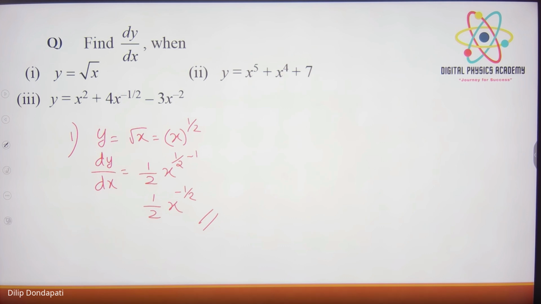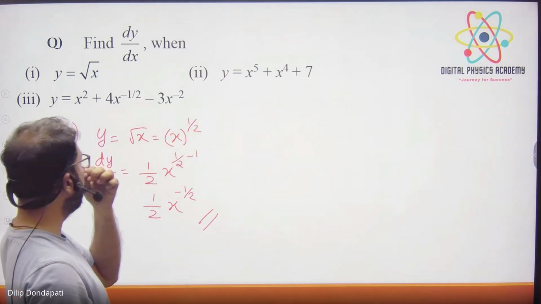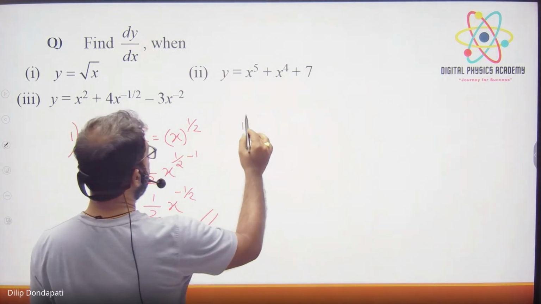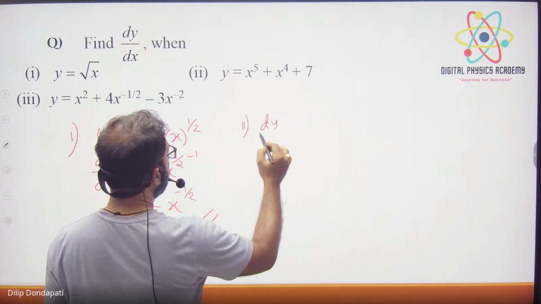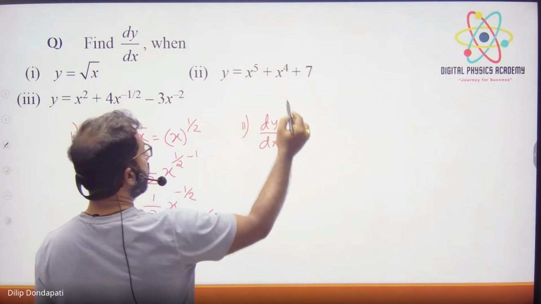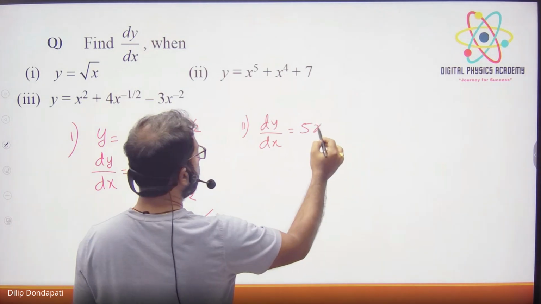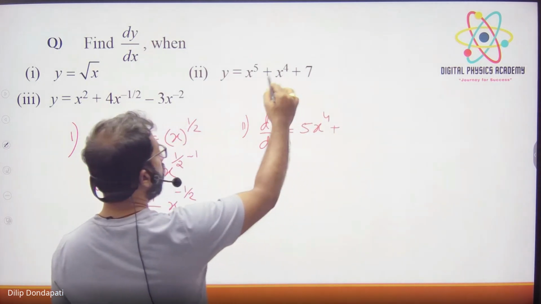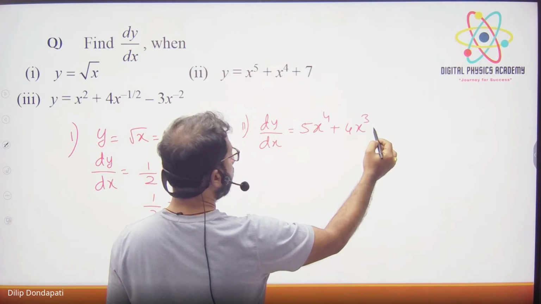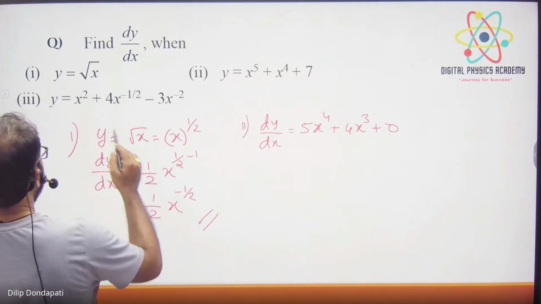This is algebra. Each and every term we have to differentiate. How much is dy by dx? n into x power n minus 1. So 5 into x power 4 plus 4 into 4x power 3, that is 16x cube, plus 0. Next, tell me the answer for this.